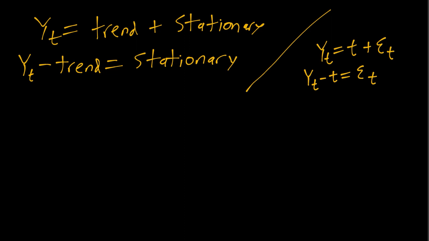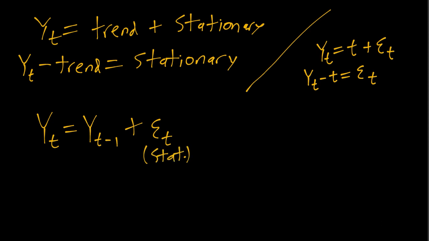So the other common example here is if instead of trend, we had the first lag of y. So we have a random walk where our yt is whatever the previous period's value plus some other component that we'll assume is stationary. So again, here our original yt time series is not stationary because it has the first lag by itself over here, as explained in the book.